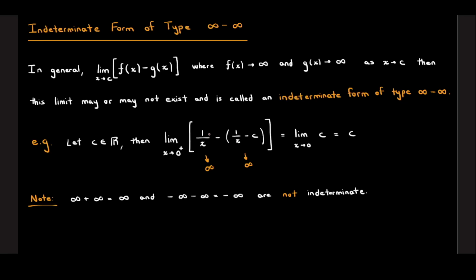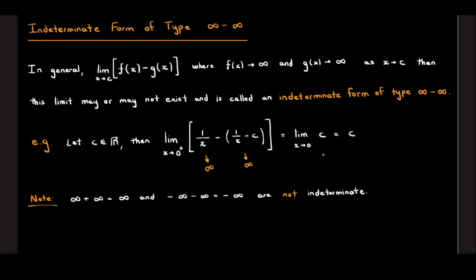Now we can simplify this. The 1 over x and 1 over x cancel, and you're left with the limit of a constant. The limit of a constant is just c. And so this limit evaluates to c. And c could be anything, right? c could be 5, then the limit would evaluate to 5. c could be negative pi, then the limit would evaluate to negative pi.